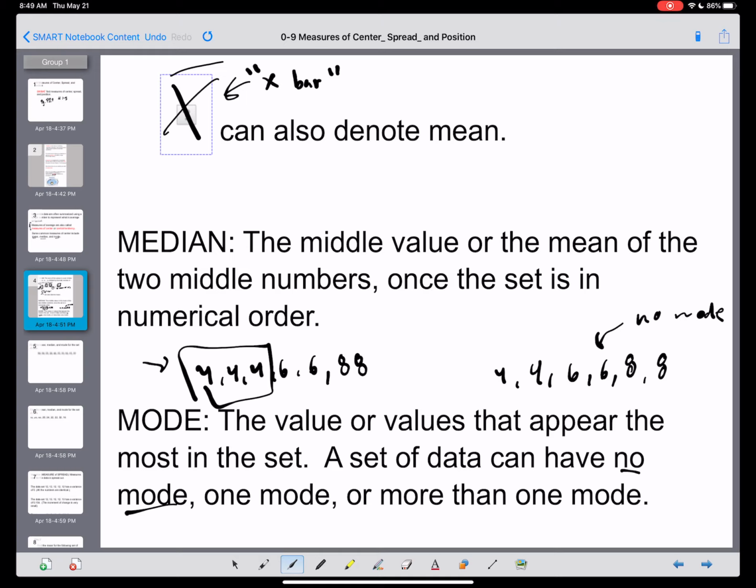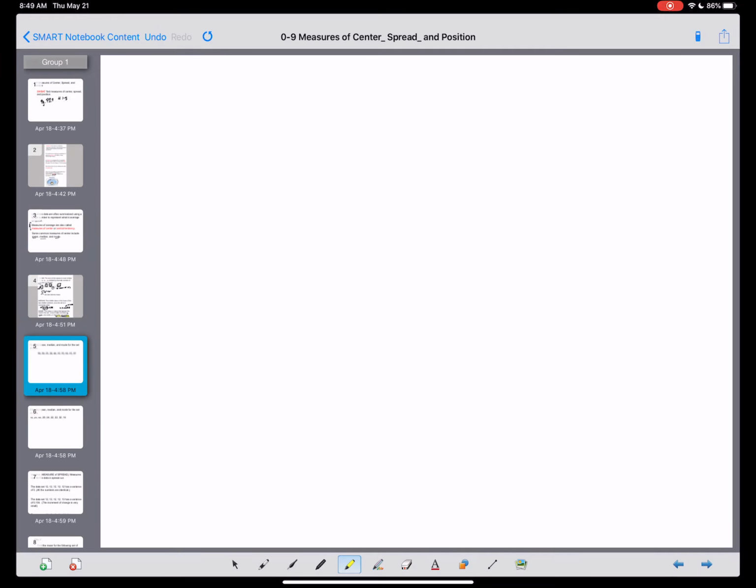That'd be one mode. And then for more than one mode, you can have data like 3, 4, 4, 5, 6, 7, 8, 8. The mode here would be 4 and 8. You can have multiple modes because those happen the most. Cool? Cool. All right, we're moving on.